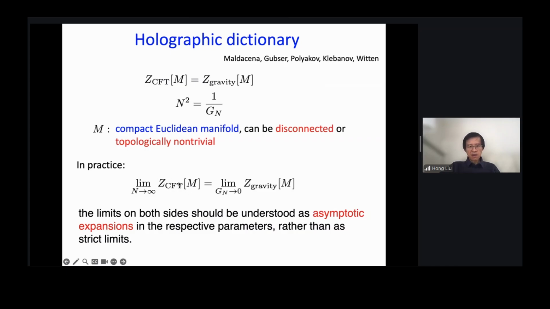Okay. And so the two sides should agree order by order in the expansion. Okay, so you can include, say, all the subleading terms and exponentially subdominant terms, etc. All of them should agree order by order.